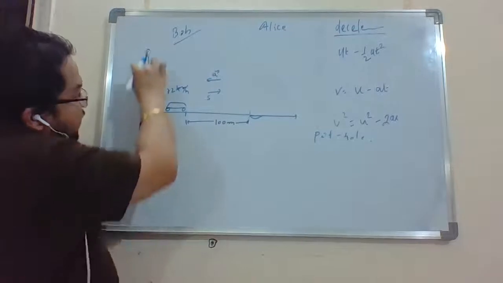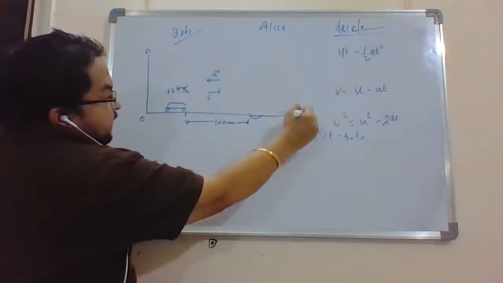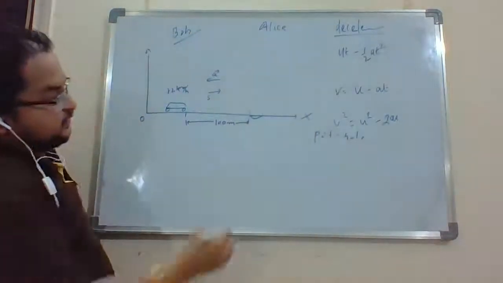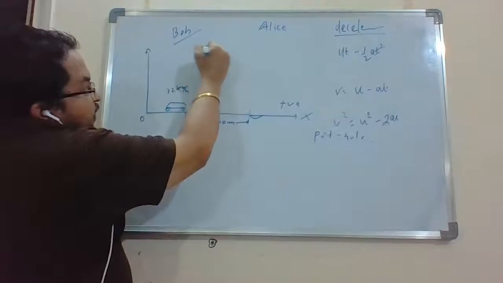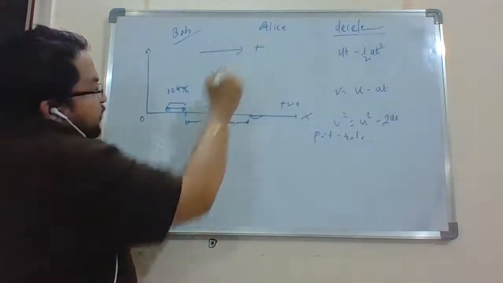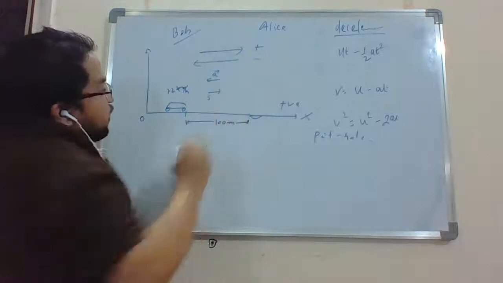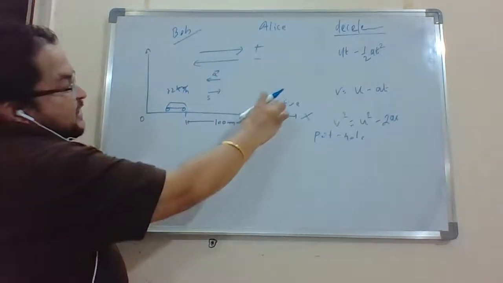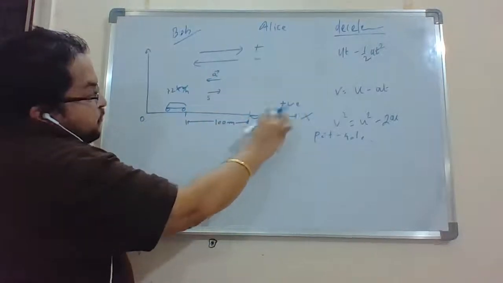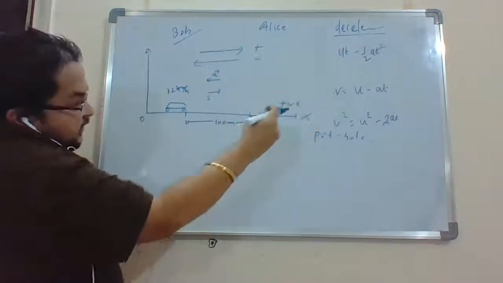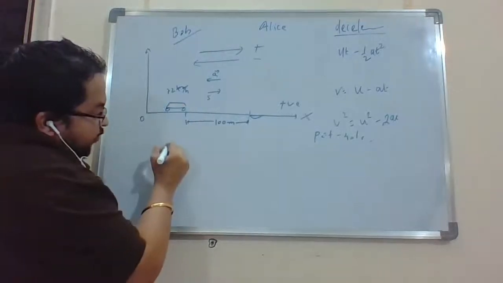After you have defined the frame of reference, in Bob's frame of reference this is the positive x-axis. Anything along this direction we will denote with a plus, and anything along the other direction we would denote with a minus, because they are vectors. Any vector along this will be positive because Bob has taken this as the positive direction; anything along the opposite would be negative.